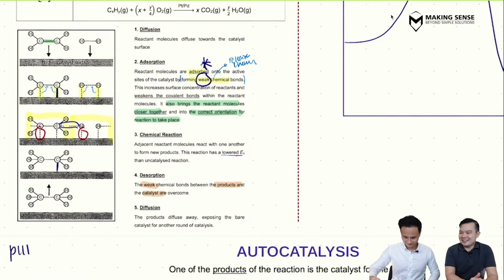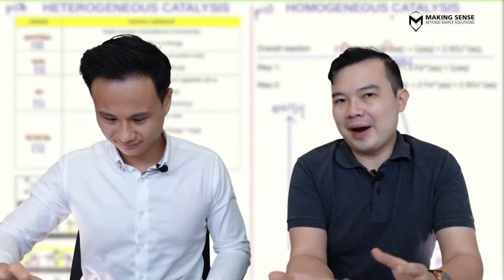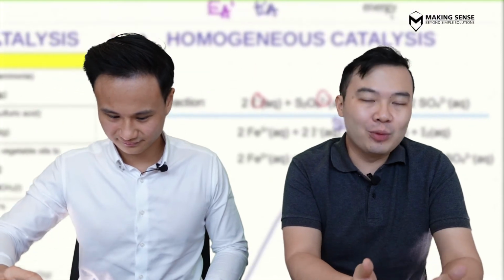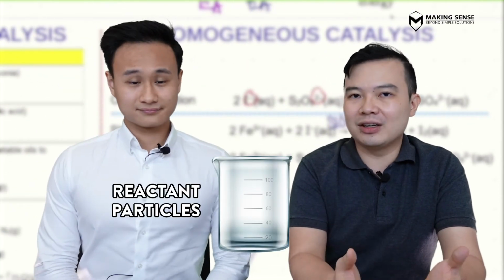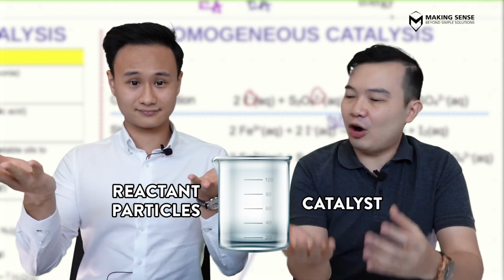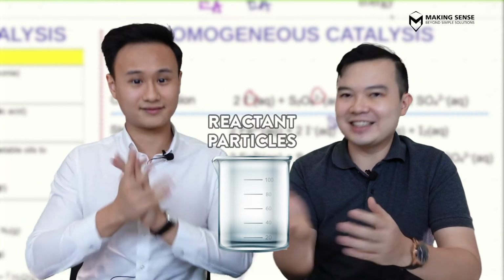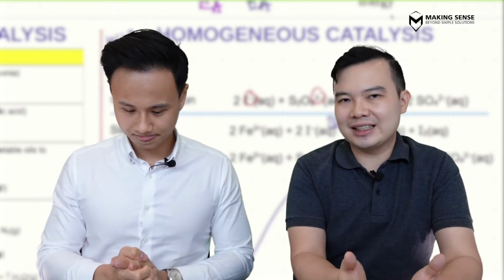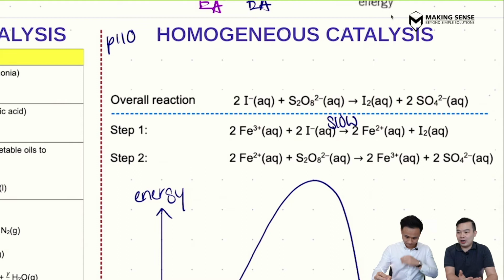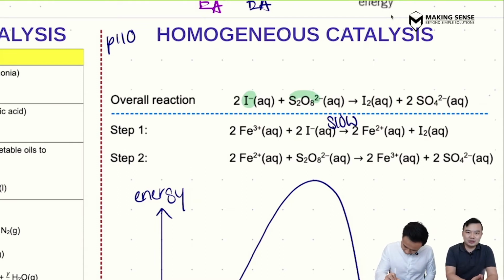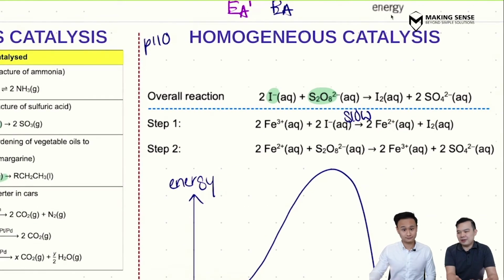Nice. So next, we're going to see the comparison of the other kind, which is called homogeneous catalysis. That is where your reactant particles, as well as your catalyst, are all in the same phase, not same state, but same phase. I'll give you an example over here. We're going to look at a reaction between iodide and S2O8 2-, that's called peroxydisulfate. This particular reaction is actually very difficult to happen.